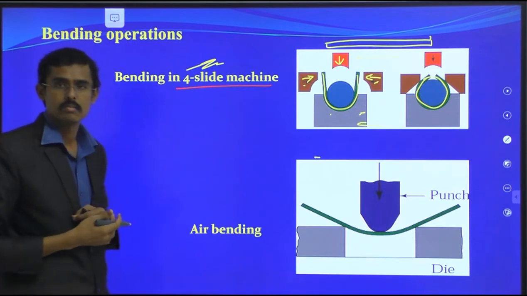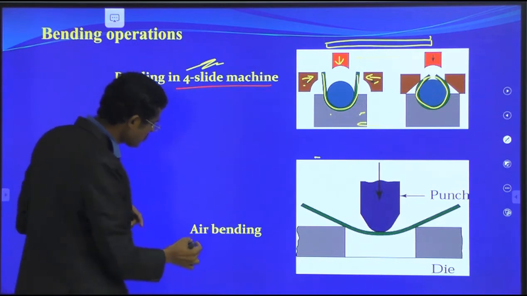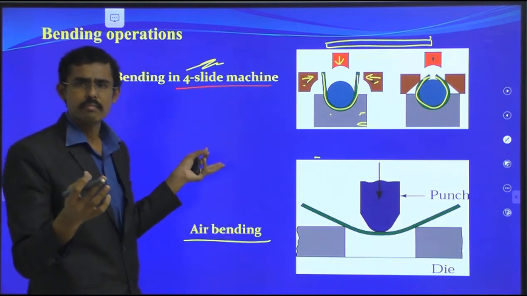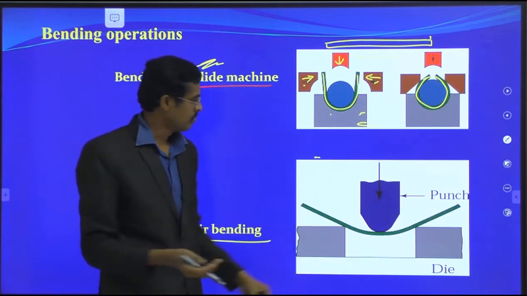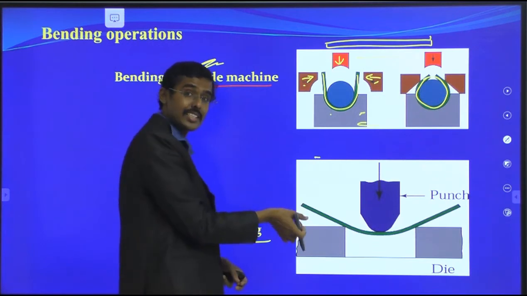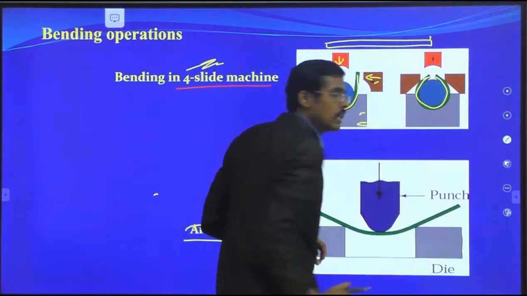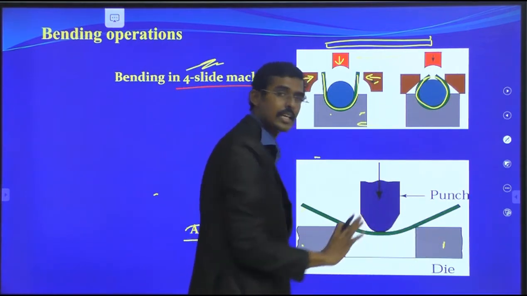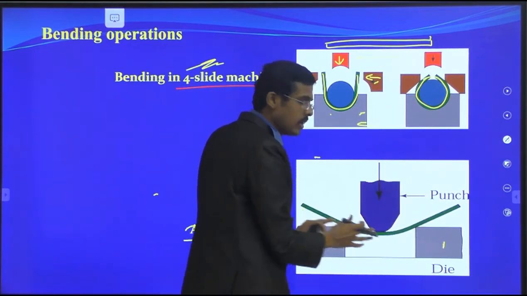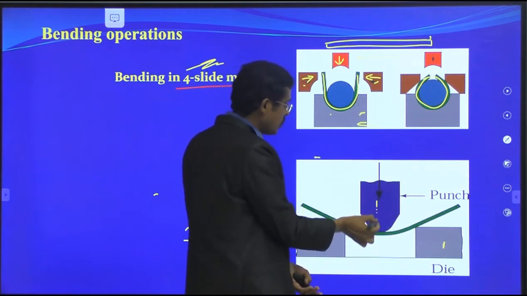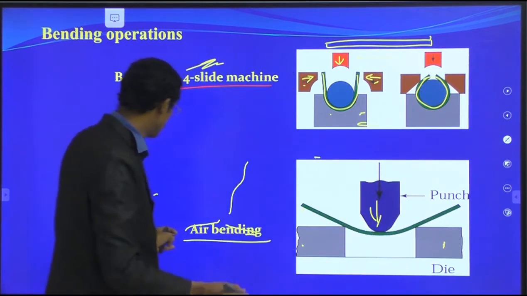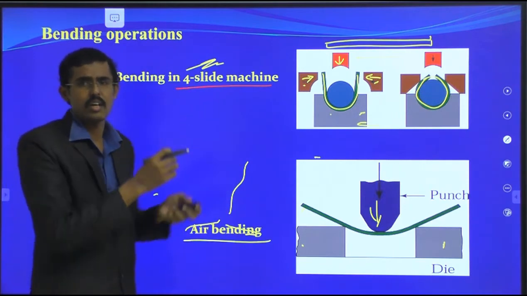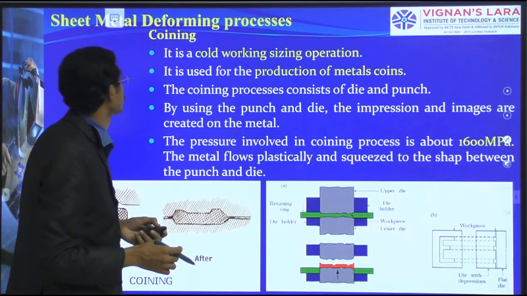Likewise, there is air bending. We have not used holding, like in stretching operations, you see. In stretching operations, we have held the two ends. But here it is free, air bending. The material is kept slightly aside, with the material above, and we start to punch. It is named air bending treatment. So some classifications are there in the bending operations.